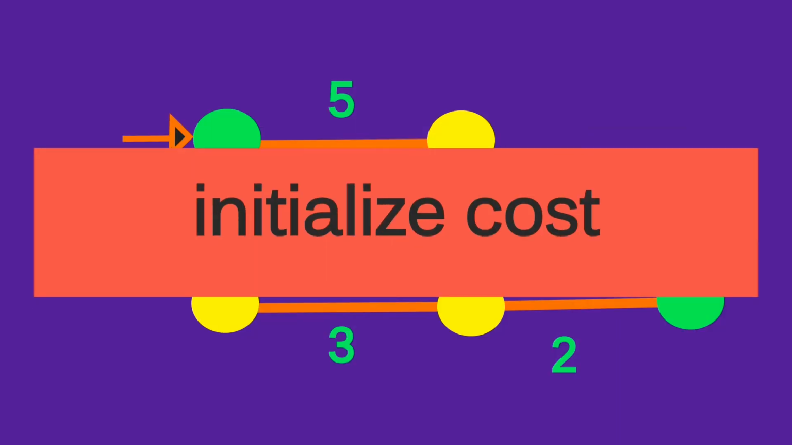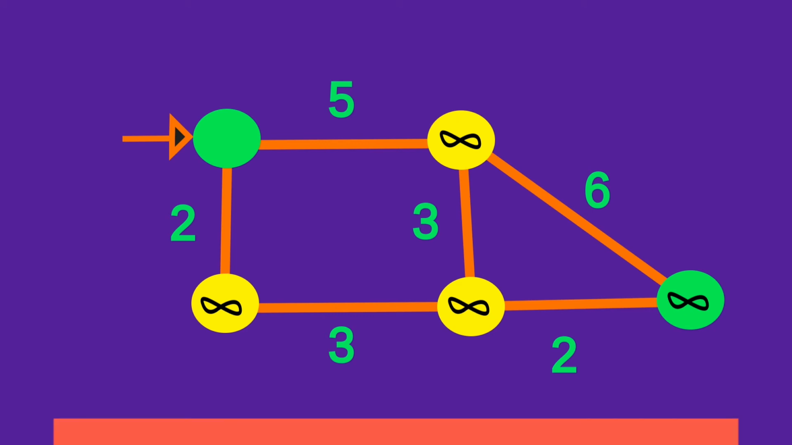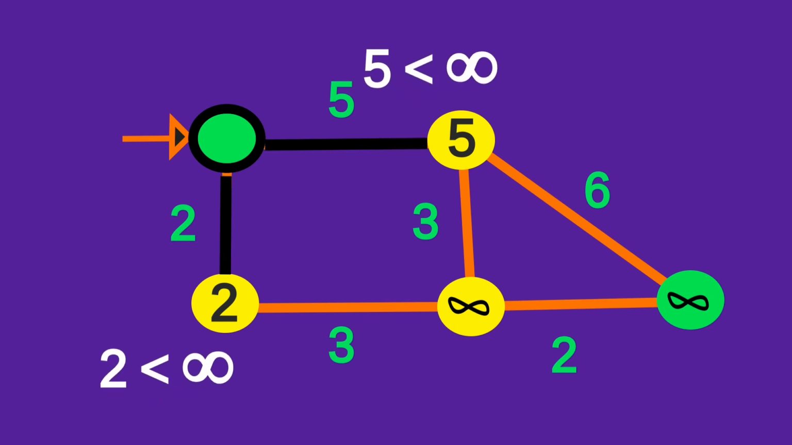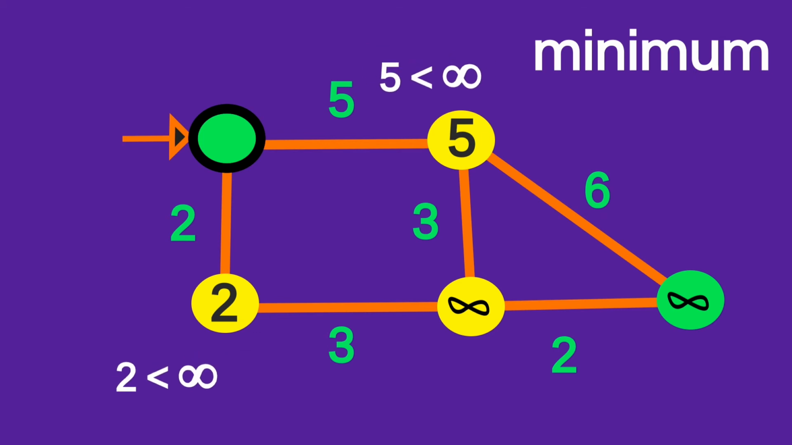First, we initialize the cost of every vertex to infinity because we are starting out and we don't know any distances. And then we will select a vertex, in this case the initial vertex, and we will adjust the cost of the adjacent vertices. In this case 5 and 2, because we will require 5 and 2 cost to reach there. So 5 and 2 are minimum and less than infinity, so we will change the nodes cost.